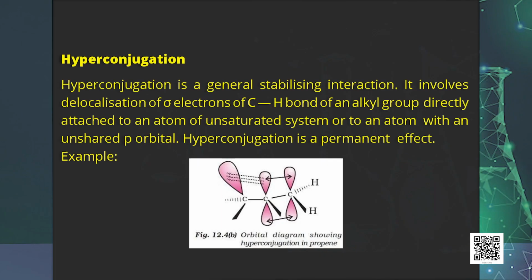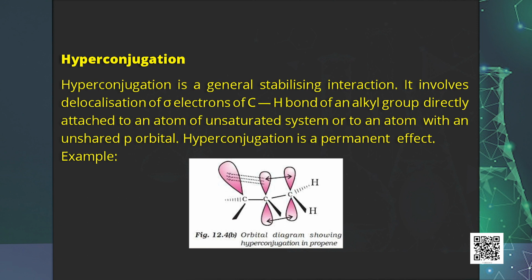The last electron displacement effect is hyperconjugation effect. It is a general stabilizing interaction. It involves delocalization of sigma electrons of CH bond of an alkyl group directly attached to an atom of unsaturated system or to an atom with an unshared p orbital. Hyperconjugation is a permanent effect. It is called no bond resonance effect also.